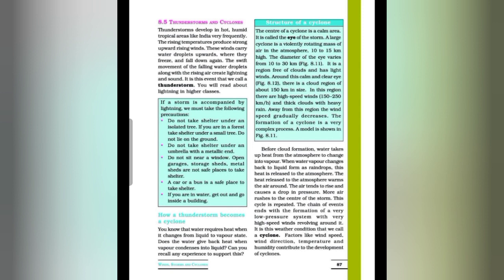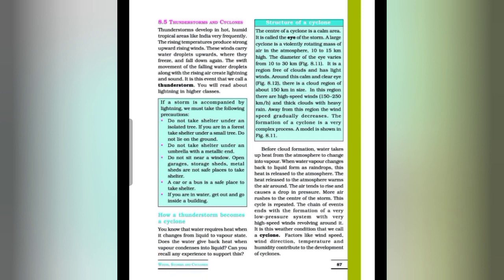So students, what is a thunderstorm? We can say a violent storm with thunder and lightning is called a thunderstorm. A thunderstorm is also known as an electrical storm. Generally, thunderstorms require three conditions to form: moisture, an unstable air mass, and a lifting force.